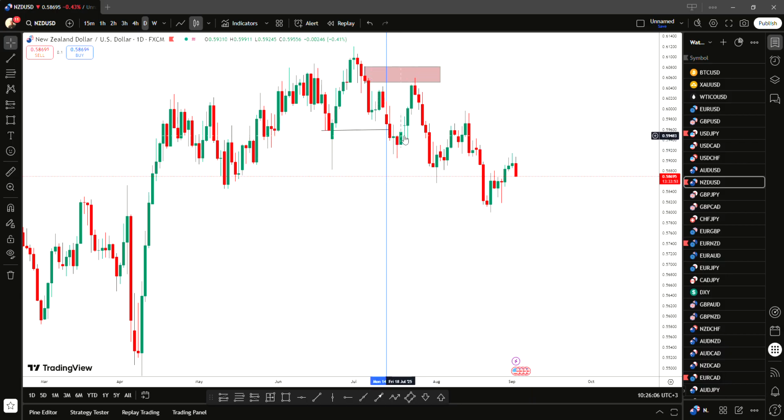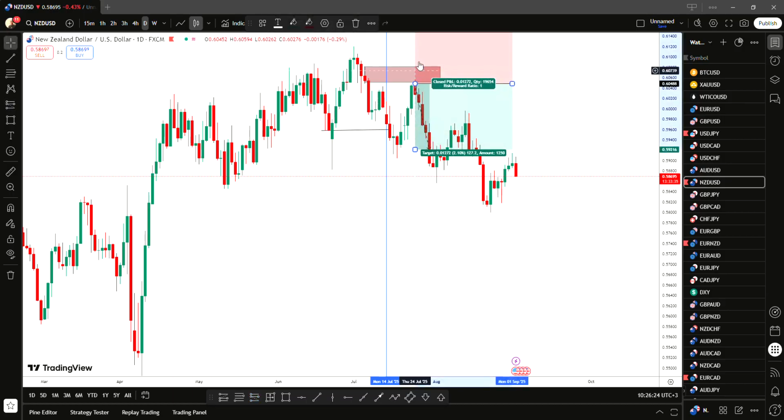The second week started 1, 2, 3, 4, 5. This was Friday. This was Thursday. The second week started from here. This was Thursday. And look at the sniper entry, guys. Tapped into the zone, immediately it turned around. And now I want you to see the movement.